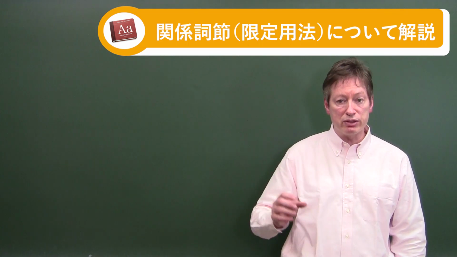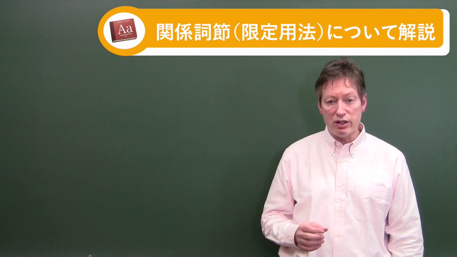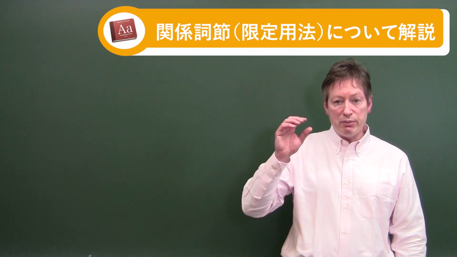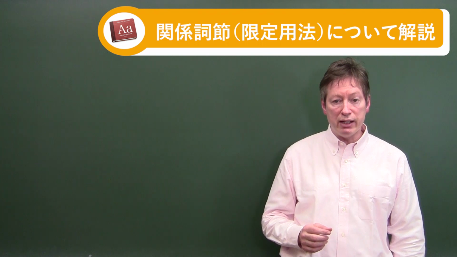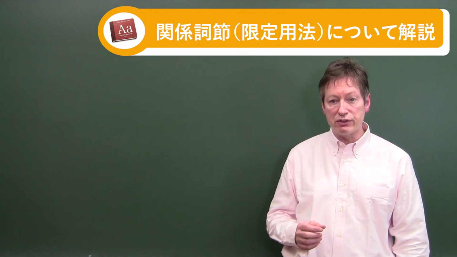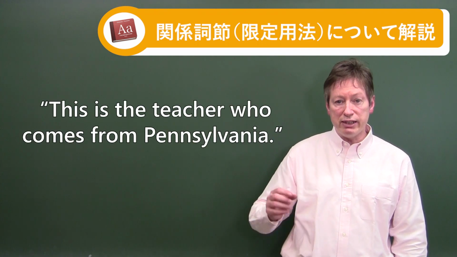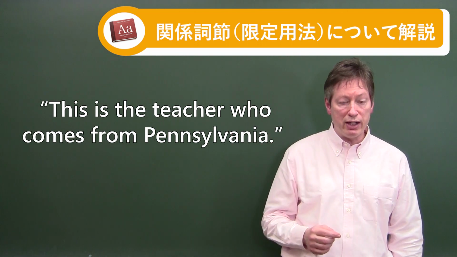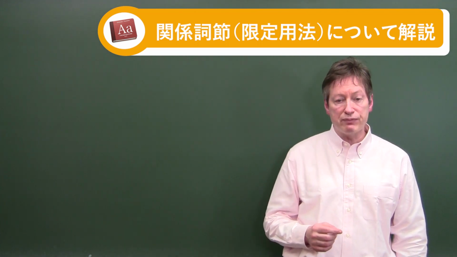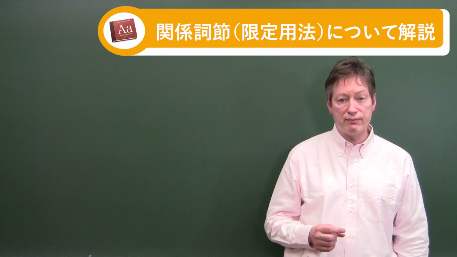And I'll give you some simple sentences. These are defining relative clauses. Now, this information is necessary information, and it's a defining relative clause in that case. So this is the teacher who comes from Pennsylvania. It's vital information there, so it's a defining relative clause.